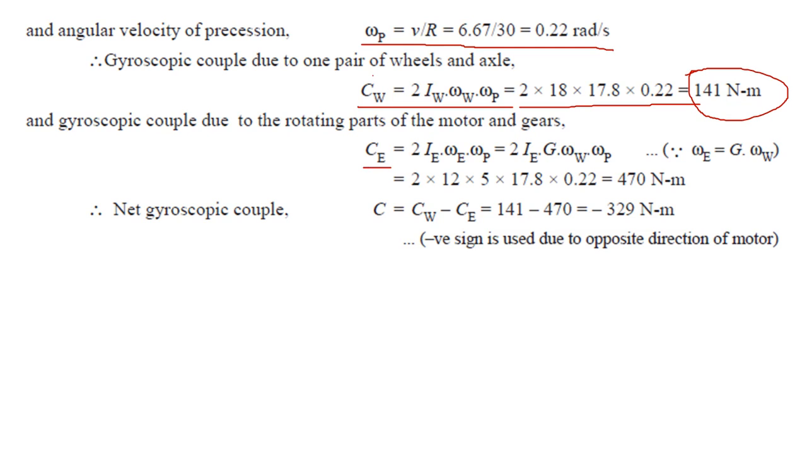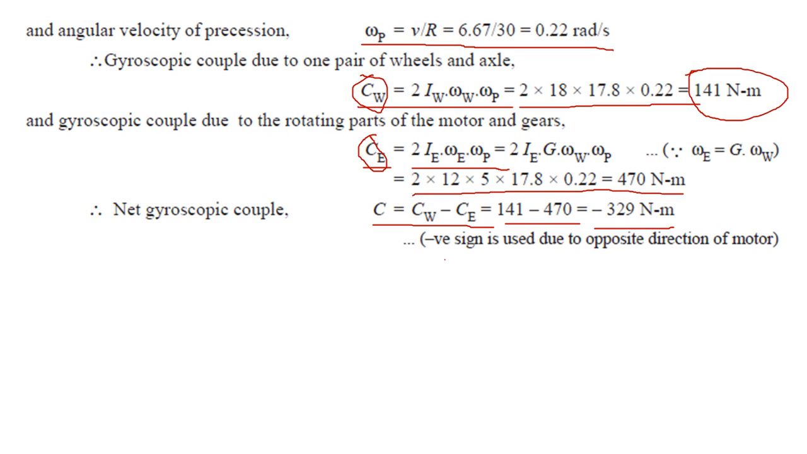So this was with respect to wheels. This is for the motor part, gyroscopic couple 2 Ie G omega w omega p, so substituting the values, 2 into 12 into 5 into 17.8 into 0.22, you get 470 Newton meters. So the net gyroscopic couple C will be equal to Cw minus Ce, so you get 141 and 470, so the difference is minus 329 Newton meters.